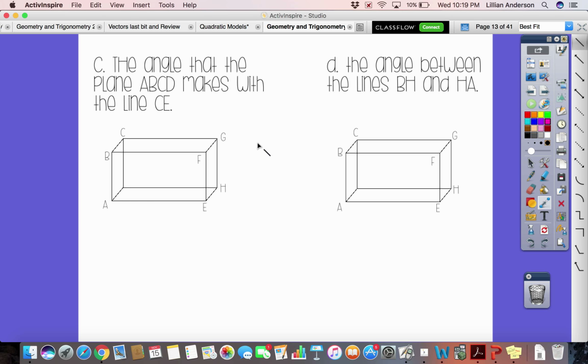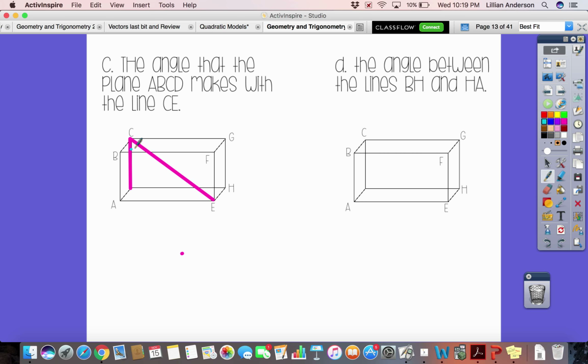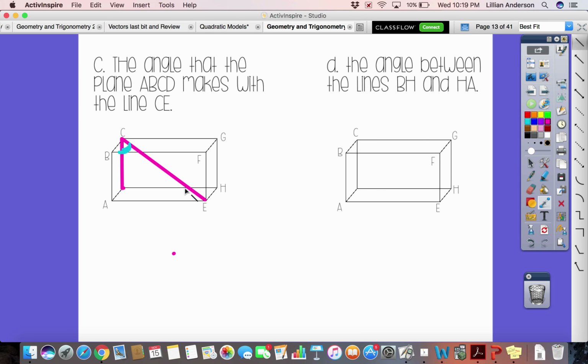Let's look at C and D. It says the angle that plane ABCD, so we're talking about the plane right here on the side, makes with segment CE. Okay, well, that plane right here would need to make that angle with this segment here. Okay, and this is the angle that we are talking about right here, the angle that CE makes with the plane. So we're talking about that angle. And here is that right triangle that is formed, along the side. Okay.